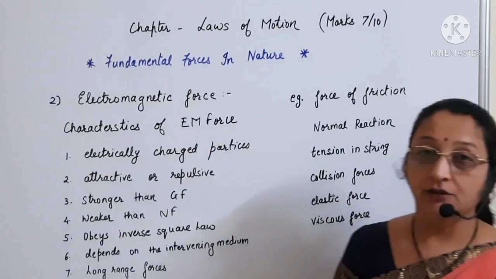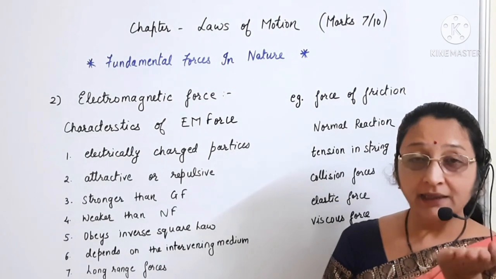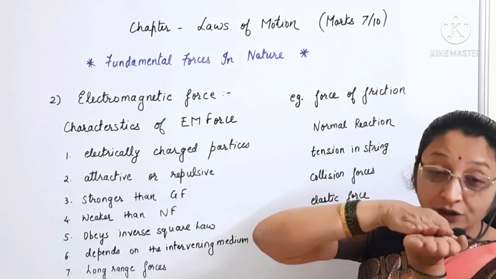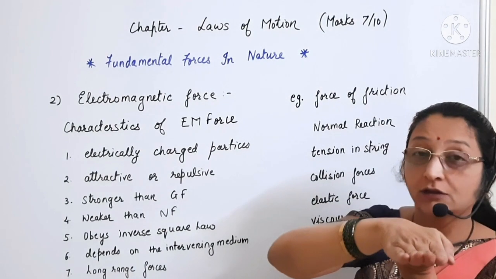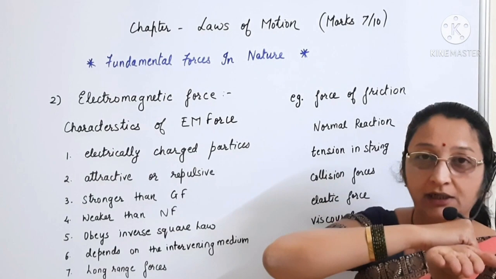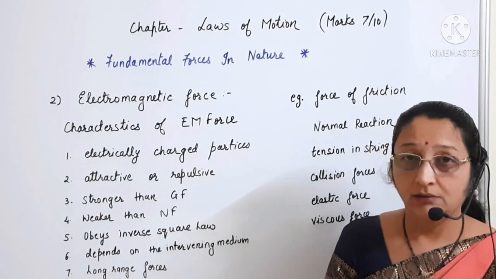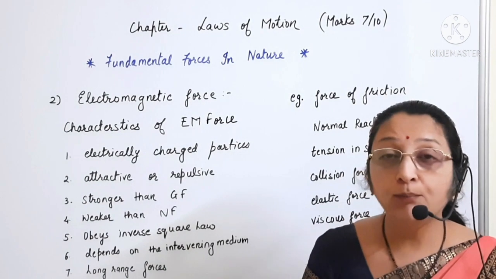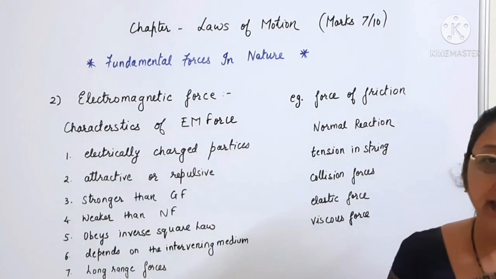The force of friction is electromagnetic in origin. When this hand is moving on this hand, when the motion is in this direction, there is a frictional force exerted by this hand on this hand exactly in the opposite direction. Frictional force is an opposing force. When a body is in motion, the frictional force is exactly opposite to the direction of motion. So this frictional force is electromagnetic in origin.